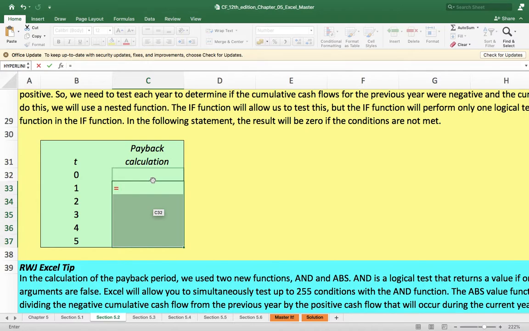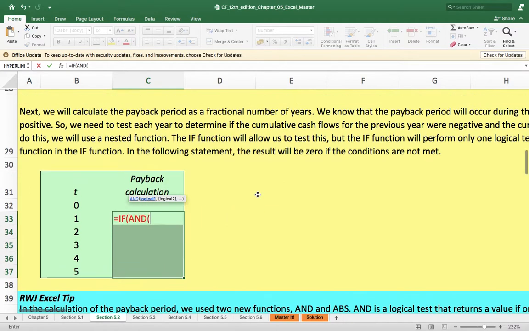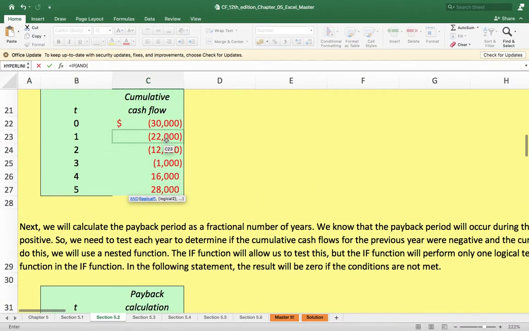And for which year are we giving this condition? We are giving this condition for year 1. So let us write it. If, click, and, click, then give your condition. What is the condition? You are talking about the year 1 cumulative cash flow.